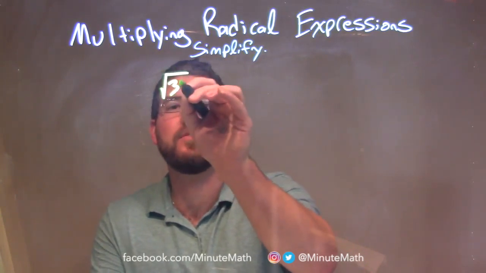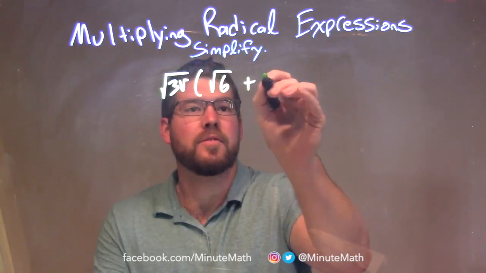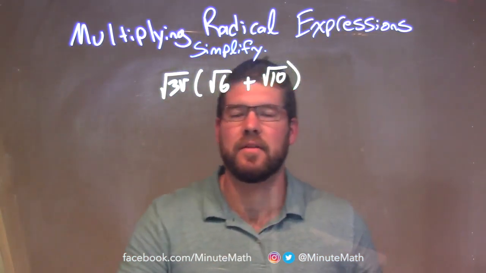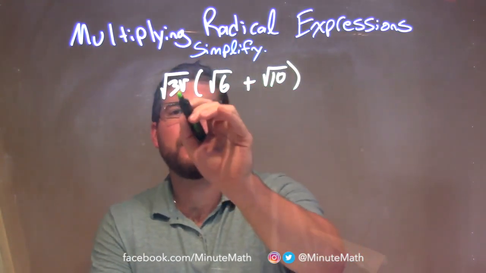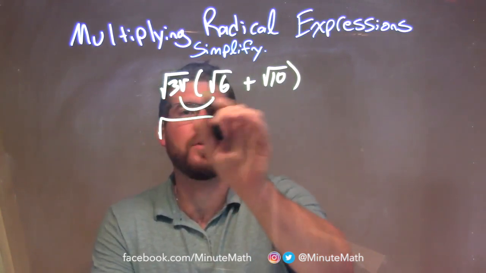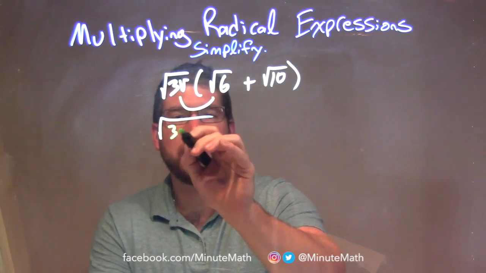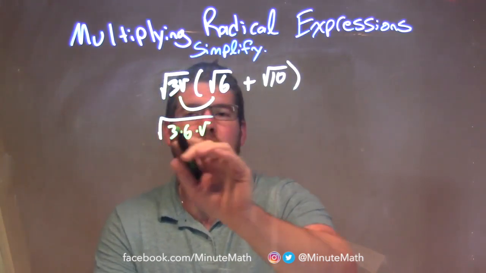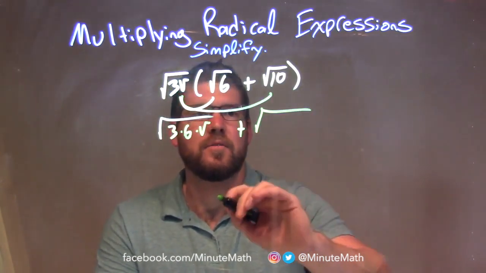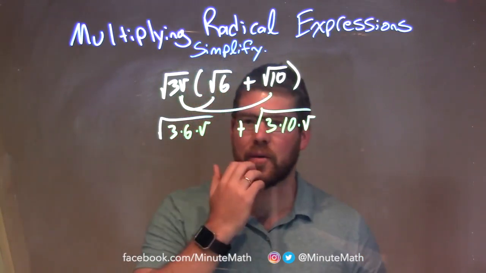Square root of 3v times the square root of 6 plus the square root of 10. Well, I cannot simplify anything inside the parenthesis there. So I'm going to distribute now the square root of 3v to both parts. So the square root of 3v times square root of 6 can be under one big square root: 3 times 6 times v. I'm going to put my numbers together and my variable. Same thing with my 10 here. Okay? Square root of 3 times 10 times v. Putting it all together in one big square root.